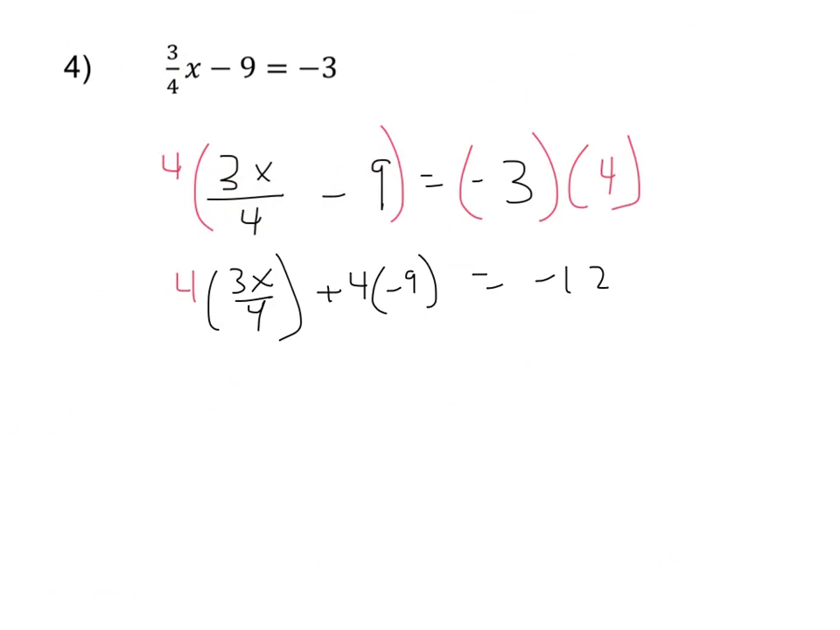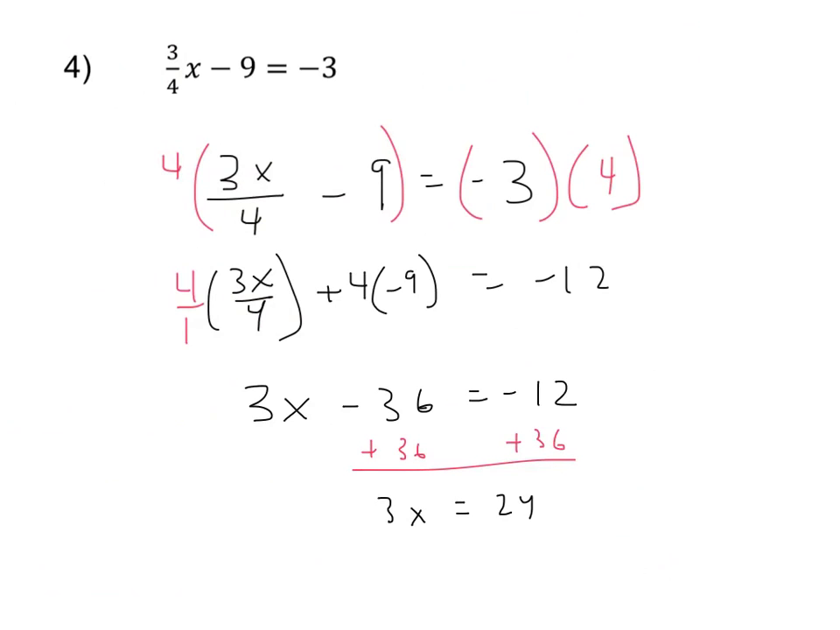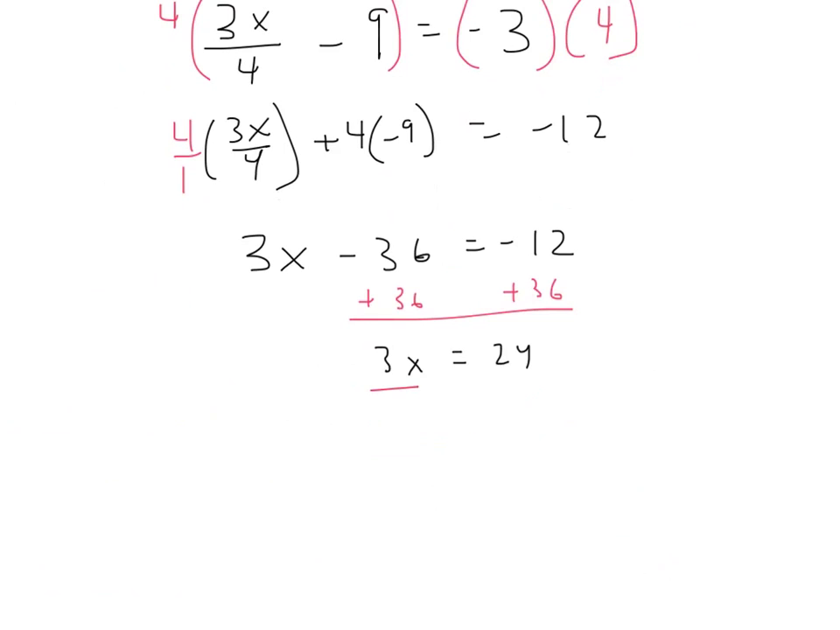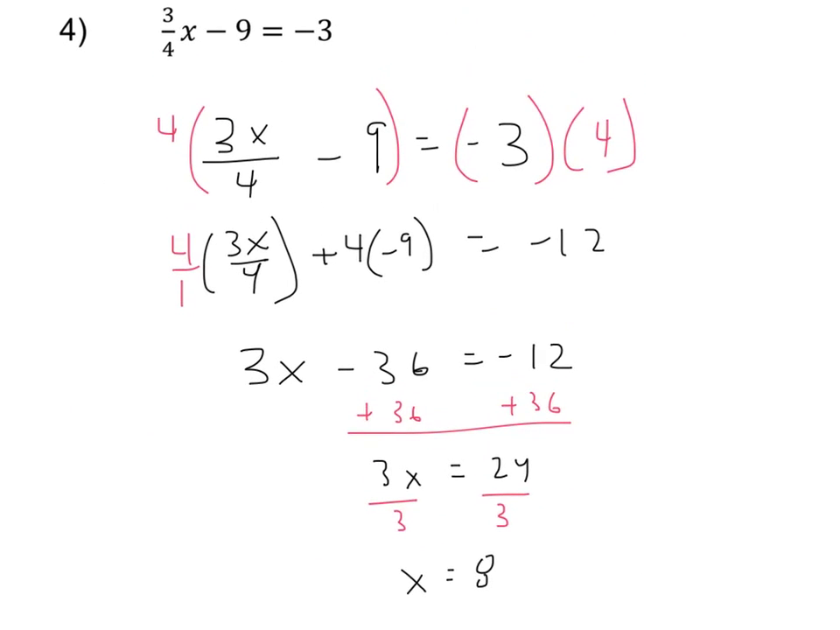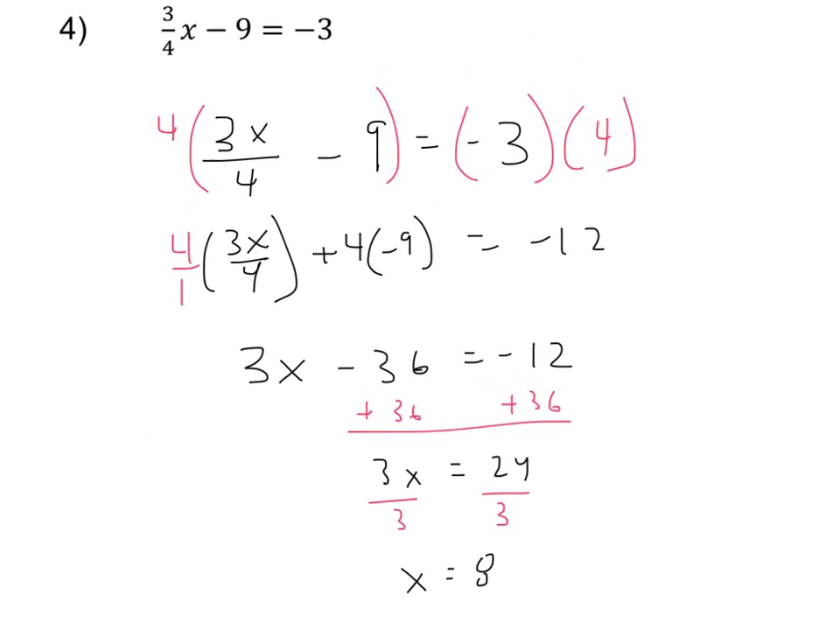Now watch how easy this problem is. This is 4 over 1, and 4 divided by 4 is 1. So we get 3x minus 36 equals negative 12. Now it should be really easy to finish. We can add 36 to both sides, so we have 3x equals 24. And if we divide both sides by 3, we end up with x equals 8. So remember, our whole goal is to multiply so that we can no longer have fractions.